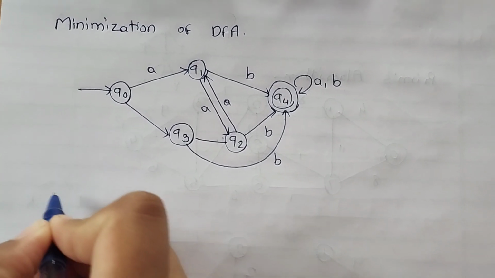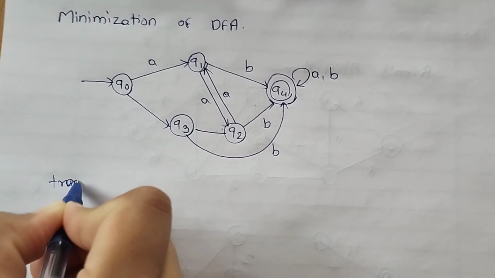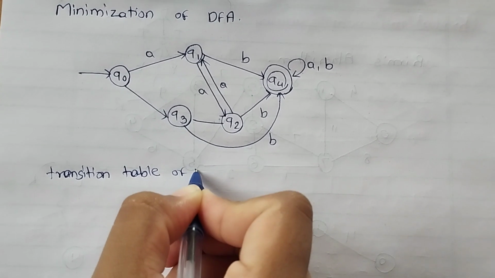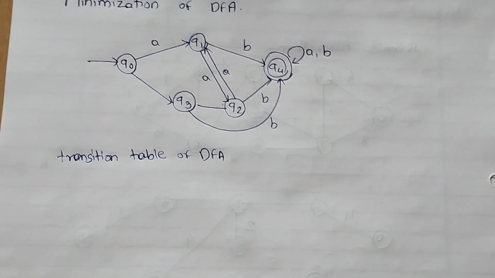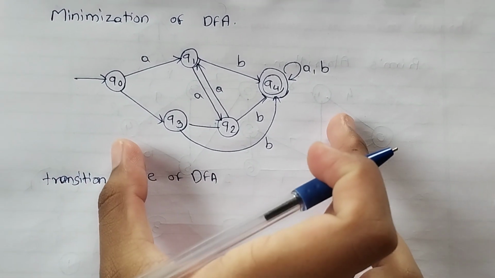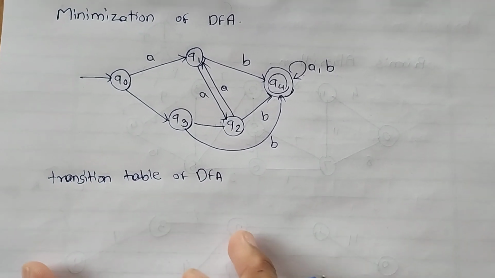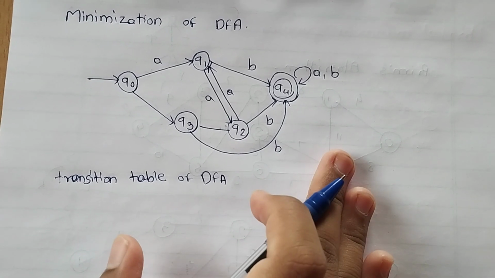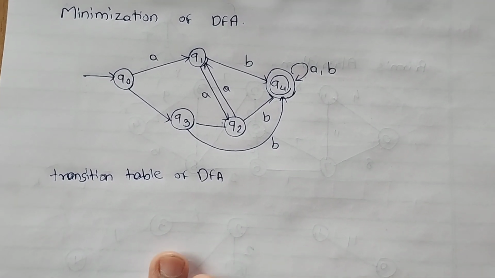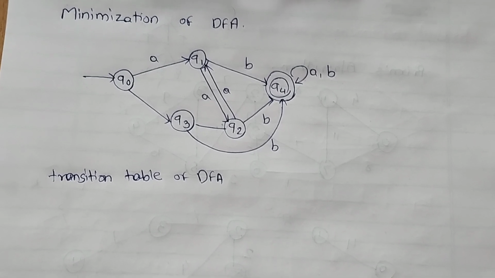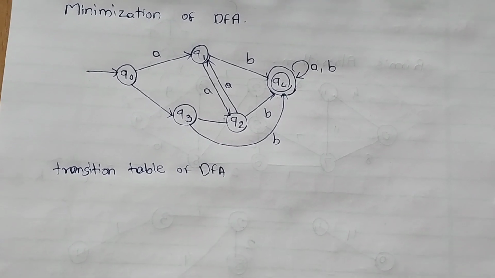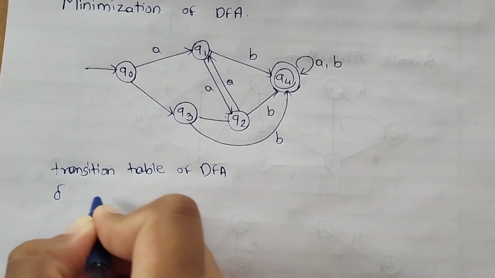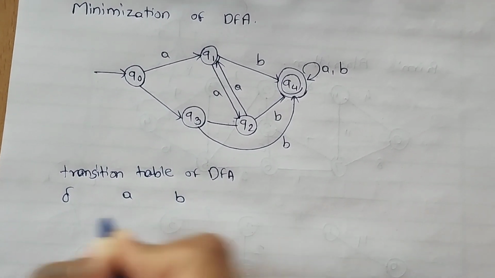So for that, first we draw the transition table of the DFA. Many times instead of the DFA, the transition table is given in the question. Now here the diagram is given, meaning the DFA is drawn. From this we draw the table, but sometimes only the table is given, and from this table we minimize the DFA. The states and variables are A and B.